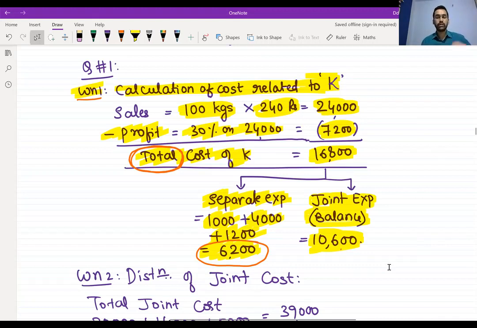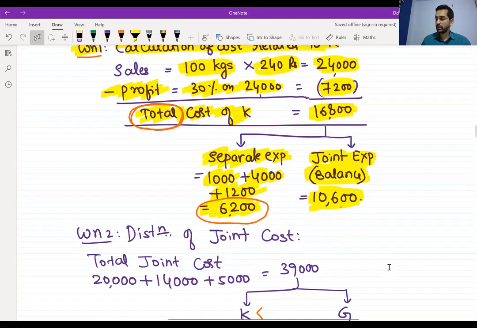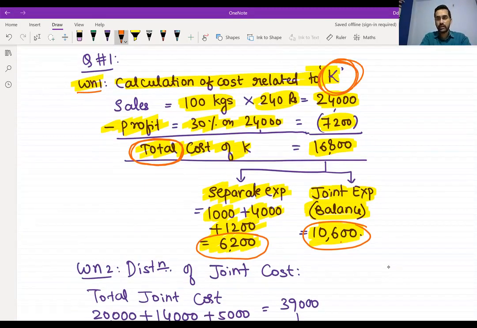See how much is total joint cost. If you add material, labor and overhead, 20,000 plus 14,000 plus 5,000, you are getting 39,000. Correct? Out of 39,000, 10,600 is all related to K. Which means from this, if you take out 10,600, whatever is the balance cost, that should be related to G. Perfect. That is my working note 2.